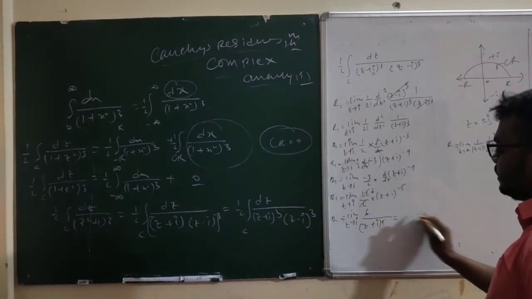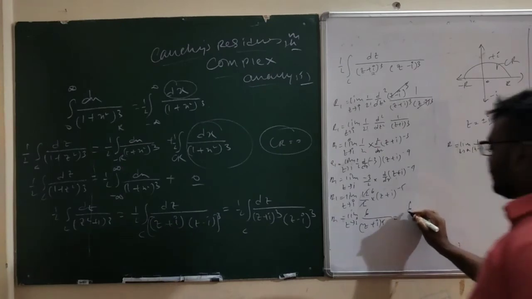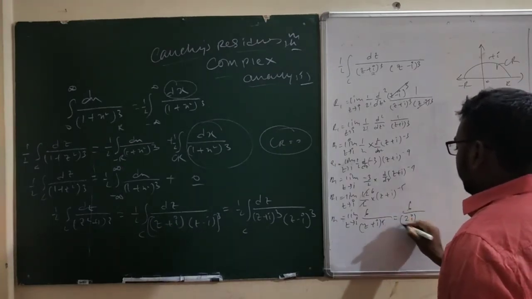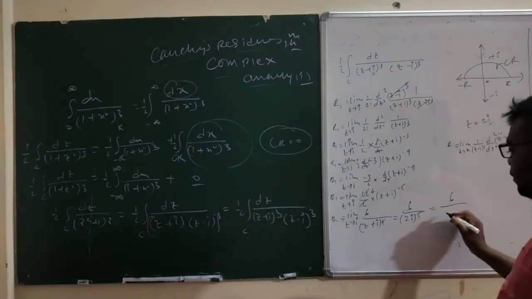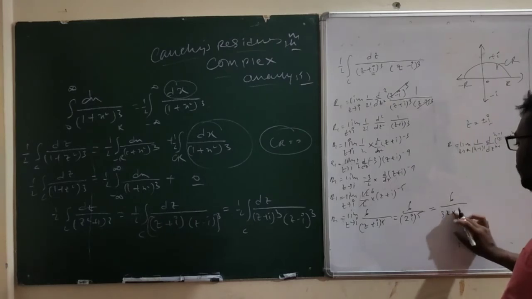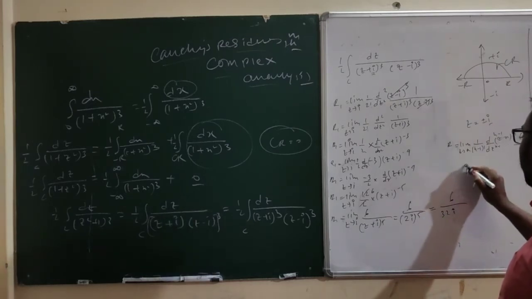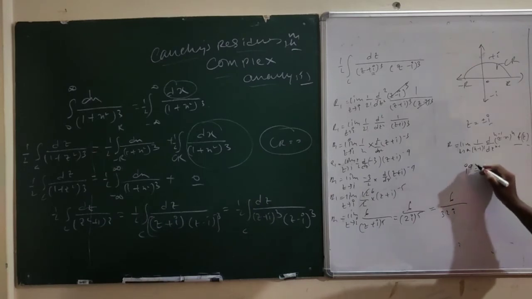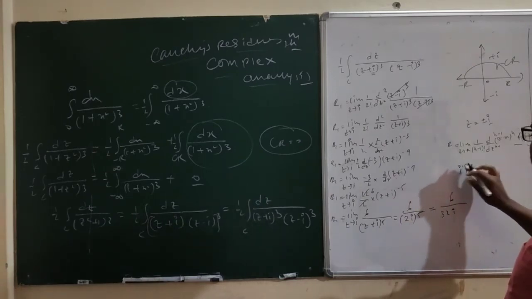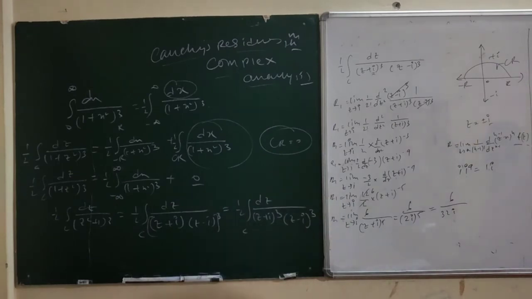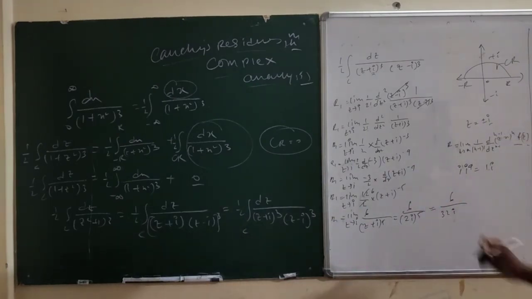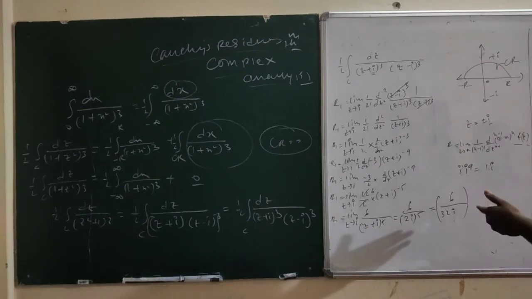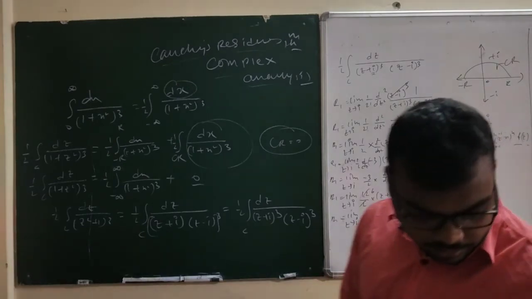After putting the limit, it will be 6 upon (2 iota) to the power 5, which is equal to 6 upon 2 to the power 5, which is 32, into iota to the power 5. Because iota to the power 4 is equal to 1, iota to the power 5 is equal to iota only. It is a basic indices rule, 4 plus 1 is 5. So from here we get R1 is equal to 6 by 32 iota.